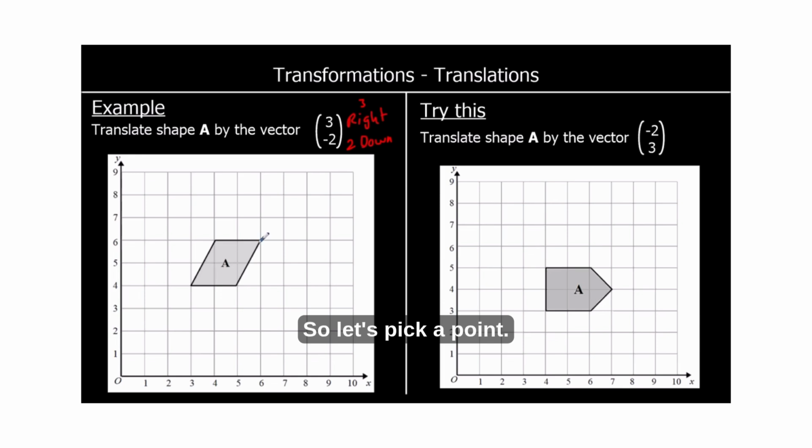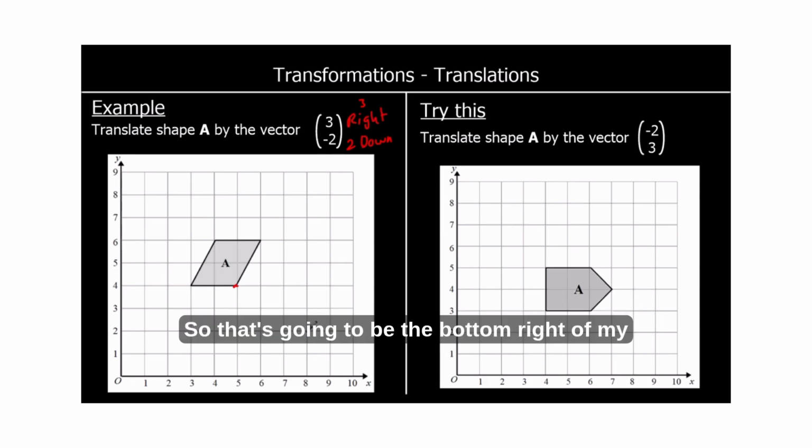So let's pick a point. I'm going to pick the bottom right. I'm going 3 to the right and 2 down. So that's going to be the bottom right of my shape. And then I could just draw it on from here.